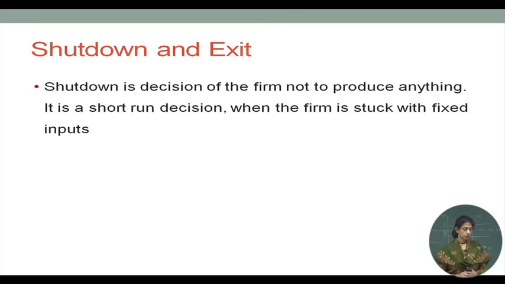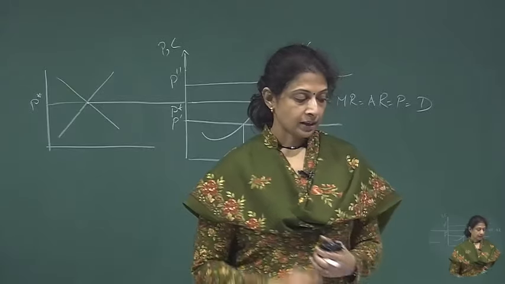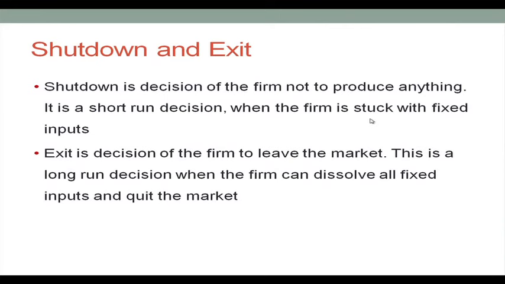Shutdown is a decision of the firm not to produce anything. It is a short run decision when the firm is stuck with fixed inputs. And exit is a decision of the firm to leave the market. This is a long run decision when the firm can dissolve all fixed inputs and quit the market.